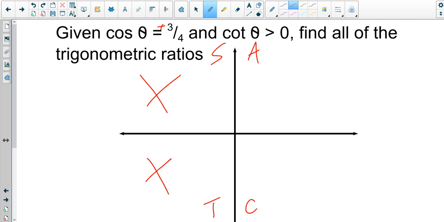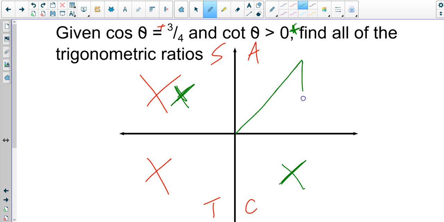Then they give us a little bit more information. They tell us that the cotangent of theta is greater than 0. That's another way of saying that the cotangent is positive. Remembering that cotangent has the same sign as tangent, we see that tangent is only positive in quadrants 1 and 3. It is not positive in quadrants 2 or 4. So the only possible quadrant that we could draw a triangle is quadrant 1.